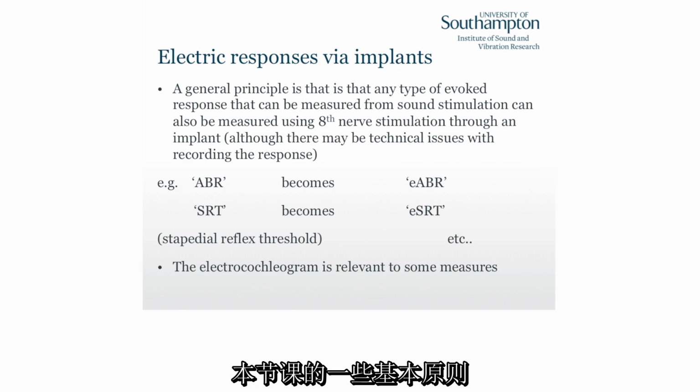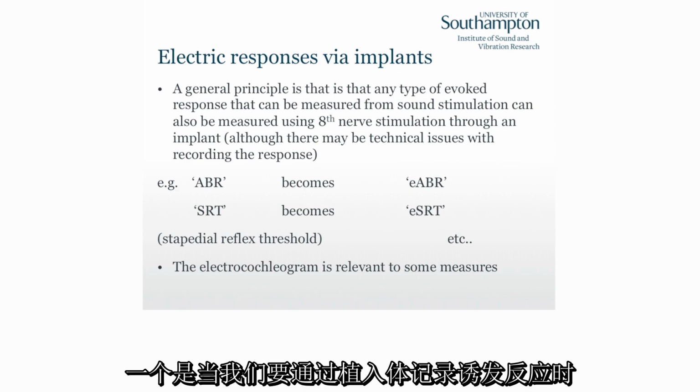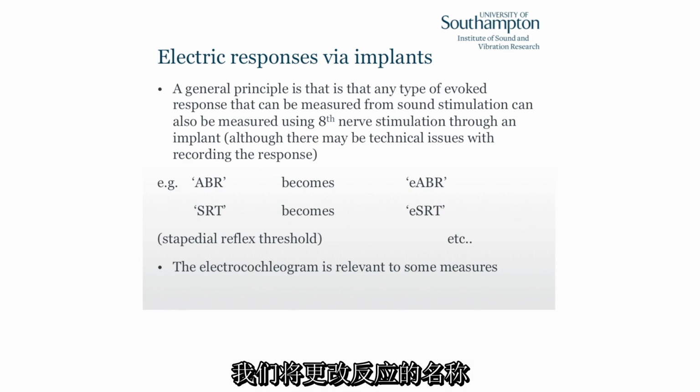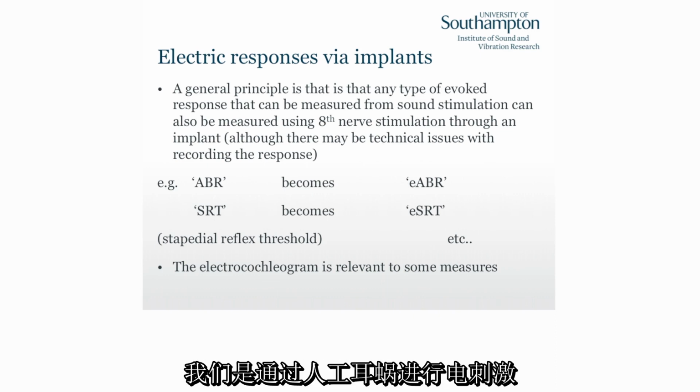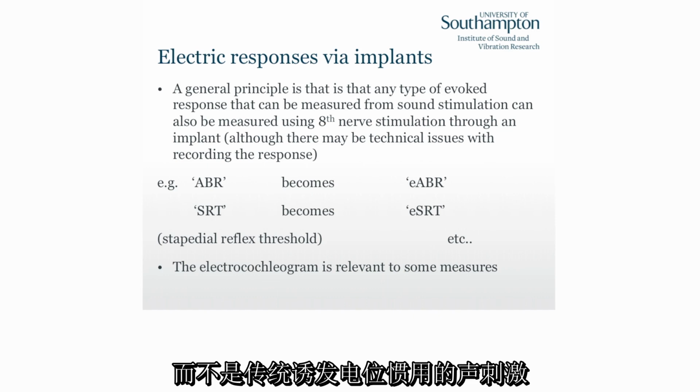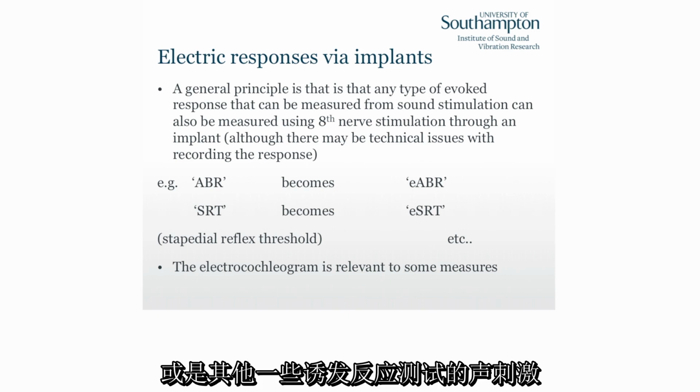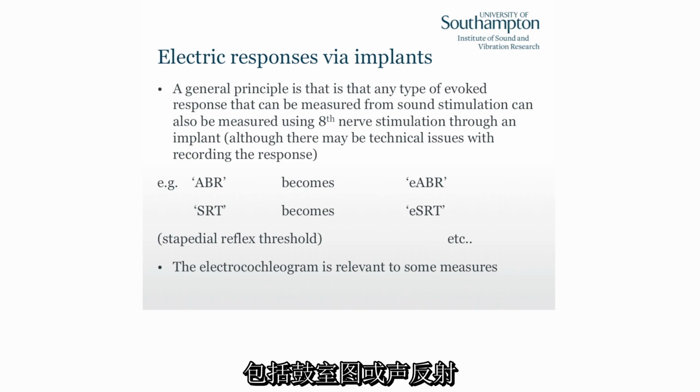Some general principles for this lecture. So one is that when we're going to record an evoked response through the implant, we're going to change the name of the response to basically put an E in front of it. So we're talking about electrical stimulation through a cochlear implant as opposed to sound stimulation, which is the more, I suppose, conventional way to record evoked responses, or some of the evoked measures with sound. So that could include tympanometry or acoustic reflexes.